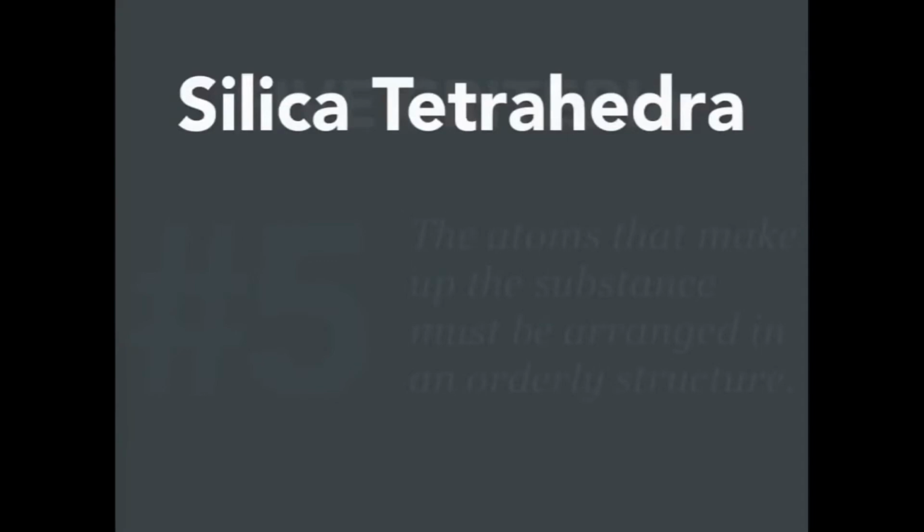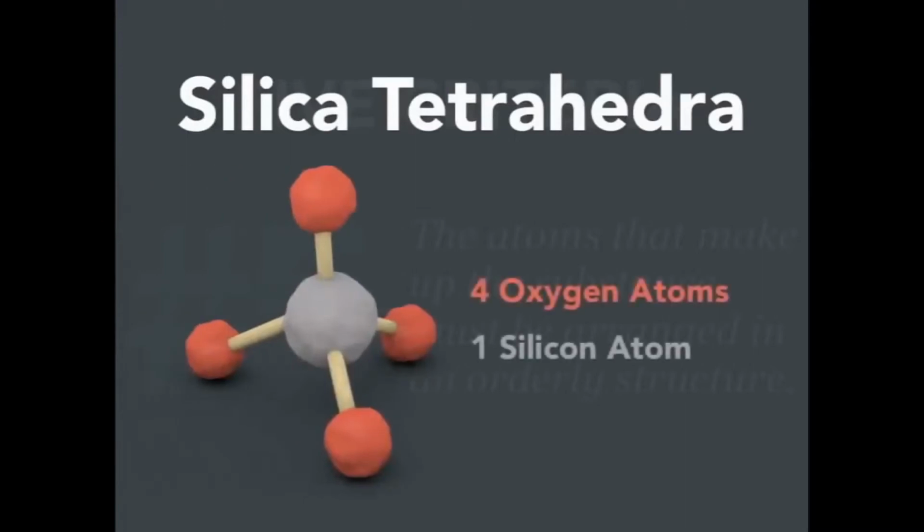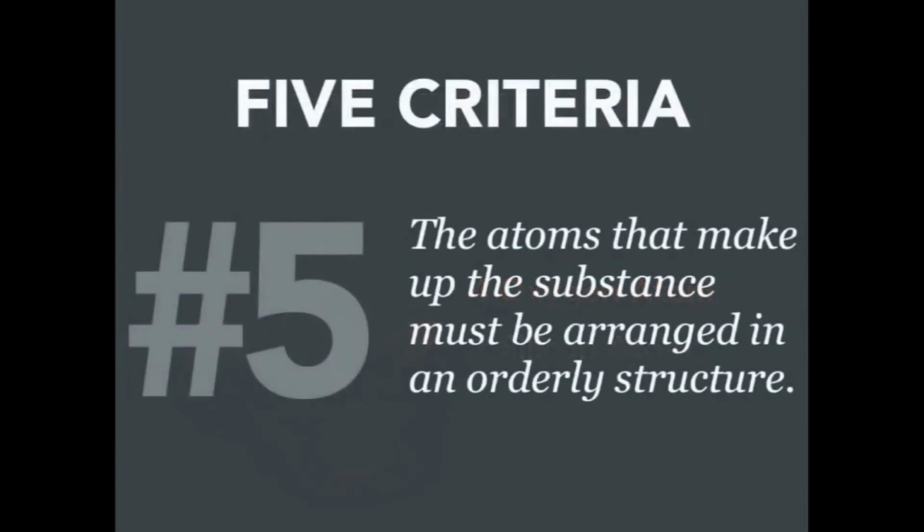The silica tetrahedra is the most common arrangement of silicon and oxygen atoms within a mineral. It looks something like this model here, where the red balls of clay represent oxygen atoms and the gray is a silicon atom. And you can see they're bound together in this tetrahedra shape, and this becomes the most common building block of minerals on Earth. So that's what we mean when we say the atoms must be made up of a specific orderly structure. I'll give you another example of that in just a minute.